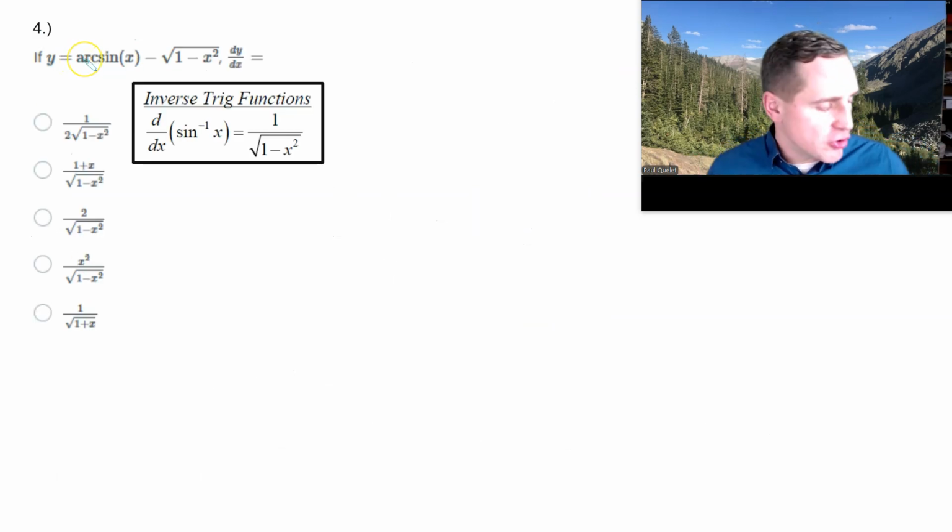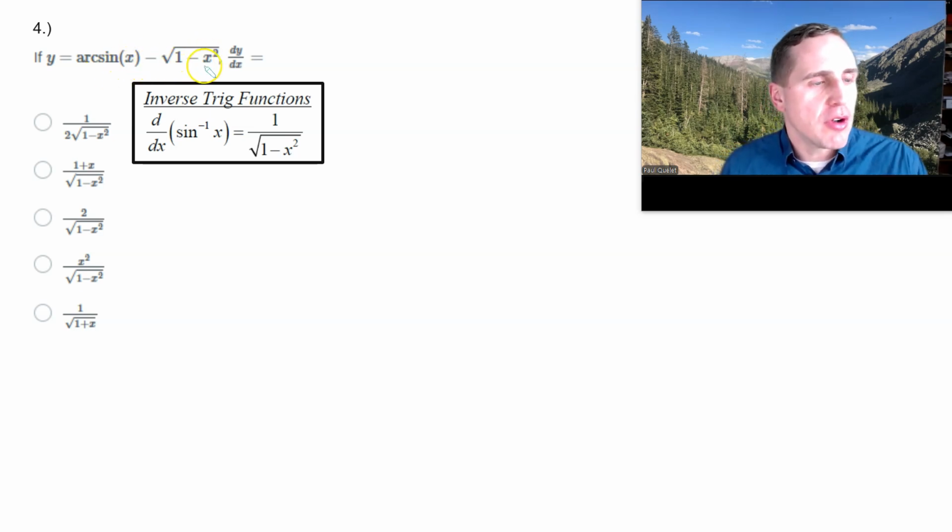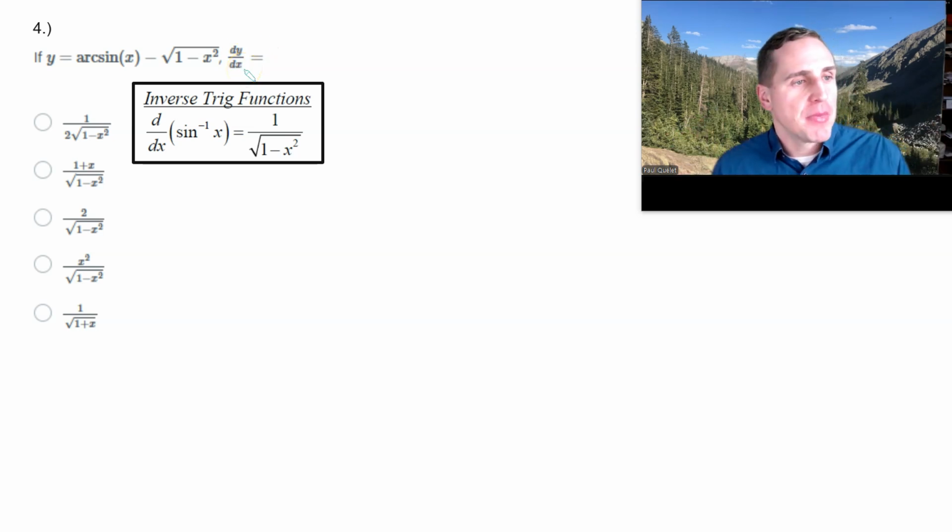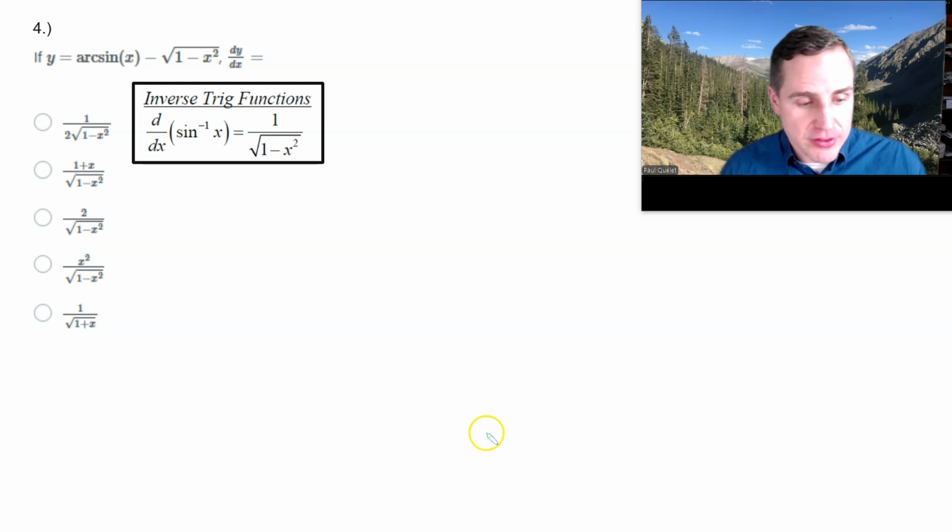Okay, so we have this function y equals arcsine x minus the square root of 1 minus x squared. We're looking for dy/dx. So we want the derivative of this function. So the derivative of an arcsine is something that comes off of a derivative table. In other words, you can look up the formula. By the way, arcsine is the same thing as sine minus 1 notation. It means the same thing as inverse sine. We're going to do the derivative of that, and that's going to be 1 over the square root of 1 minus x squared. So let's put that in first.